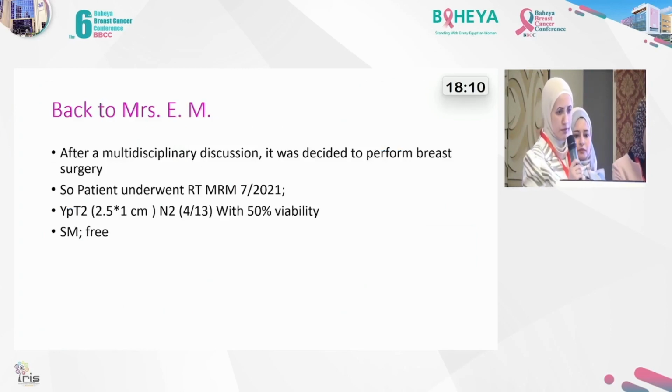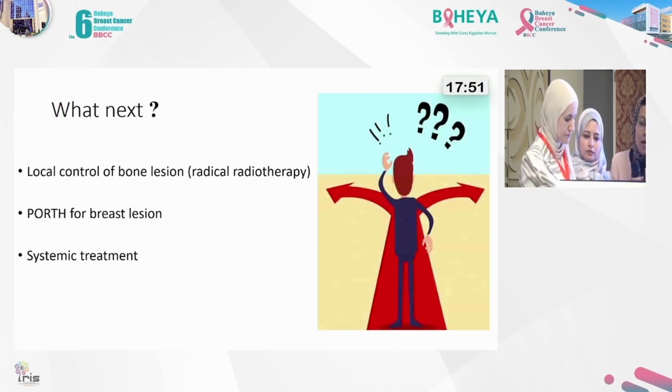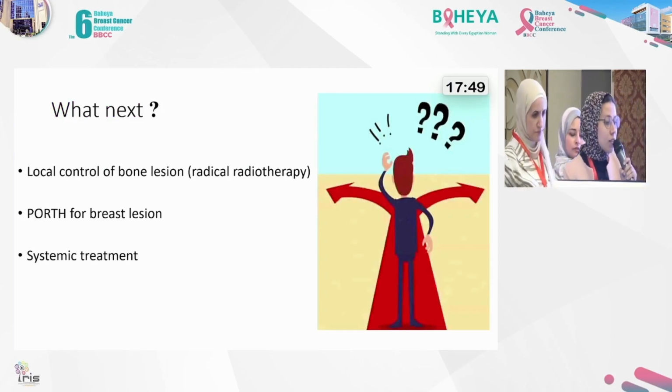And after the MDT decision, we decided to perform breast surgery. The patient underwent MRM in 2021. The pathology was a T2 breast lesion, with involvement of the axilla and 50% viability, with free surgical margins. And the question now is, what next?